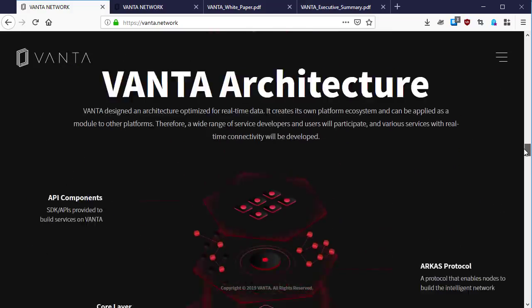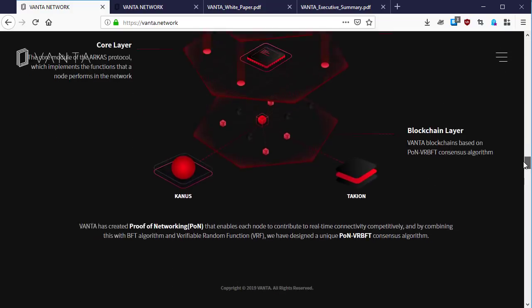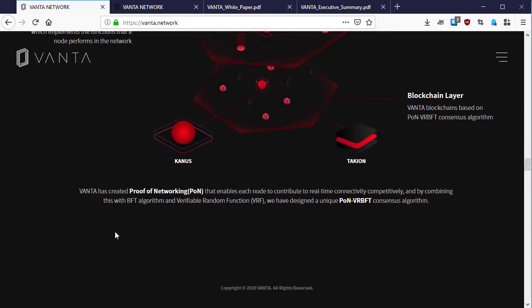So this is the Vanta network architecture. Let's look at the summary at the bottom. Vanta has created proof of networking, PoN, that enables each node to contribute real-time connectivity competitively, and by combining this with the BFT algorithm and verifiable random function VRF, we have designed a unique PoN VRFT consensus algorithm. So this is about the technology of the Vanta network.